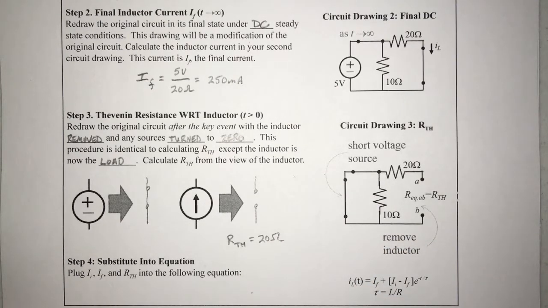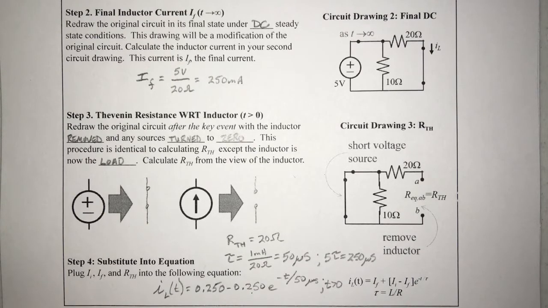Now we can figure out our time constant, which in this case is L divided by R Thevenin. Tau is equal to 50 microseconds, so we know that the circuit changes state in 250 microseconds. IL as a function of time is 0.25 minus 0.25 e to the minus t over 50 microseconds for t greater than 0.